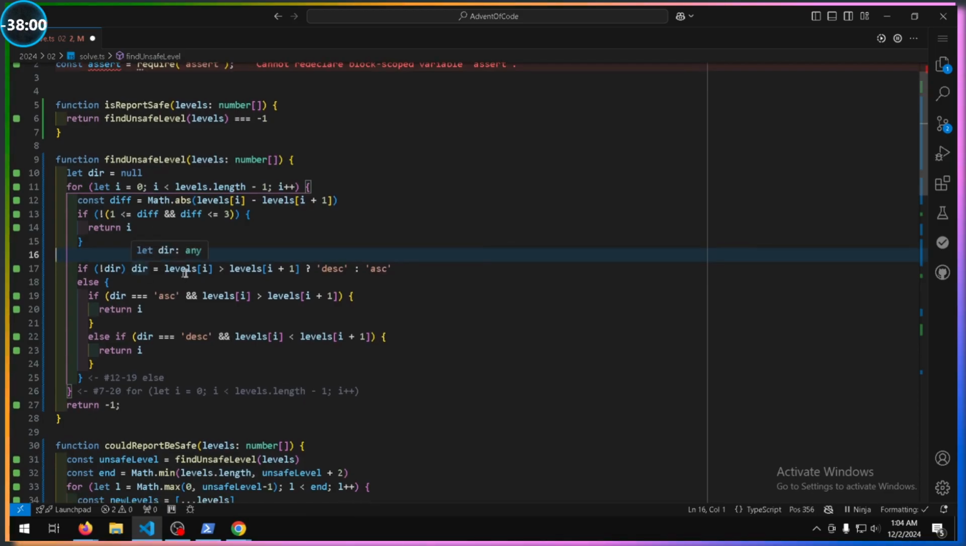Then we have this directionality set up, which we do inside the for loop. We don't need to do it inside the for loop. We could just do it outside, make it a lot cleaner.